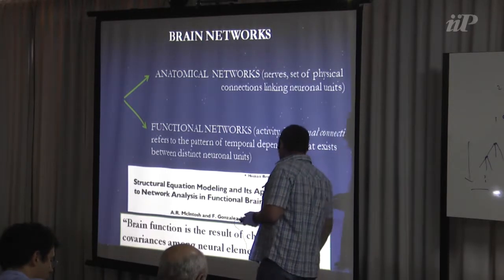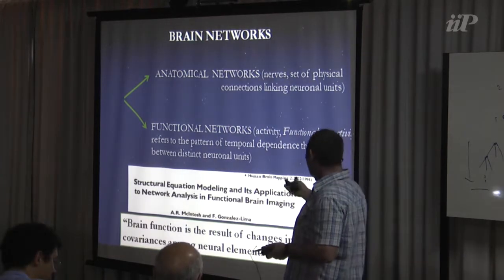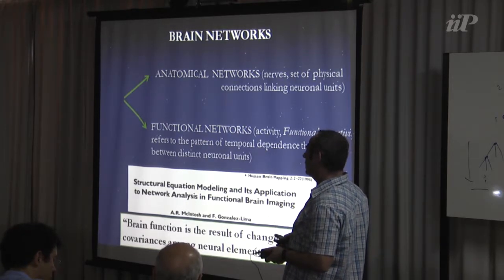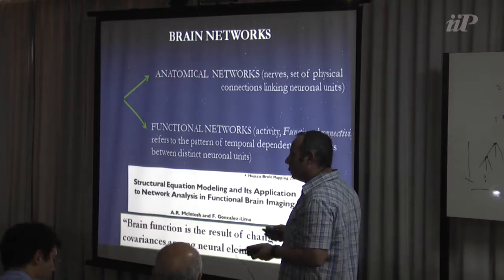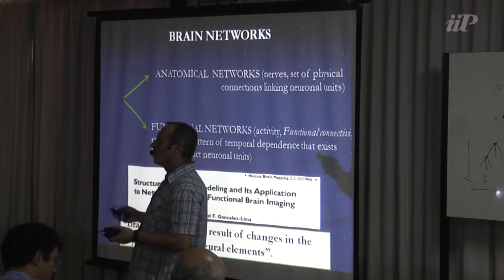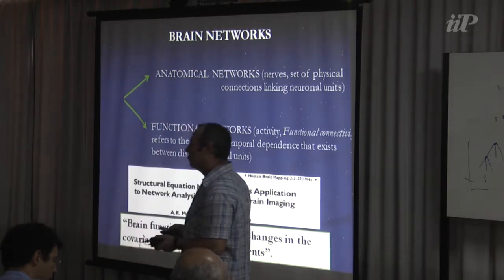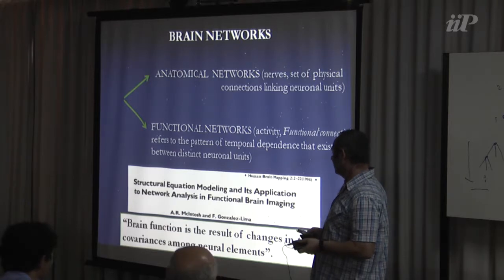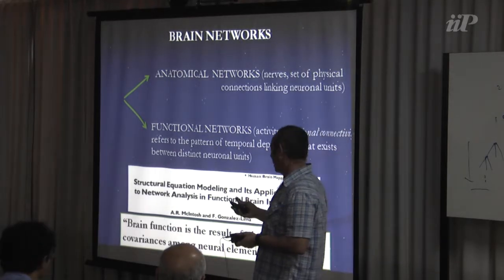I take this sentence because I like that it says in that paper, brain function is the result of change in the covariance among neural elements. I think it's not so controversial, perhaps, so it's only to think about.